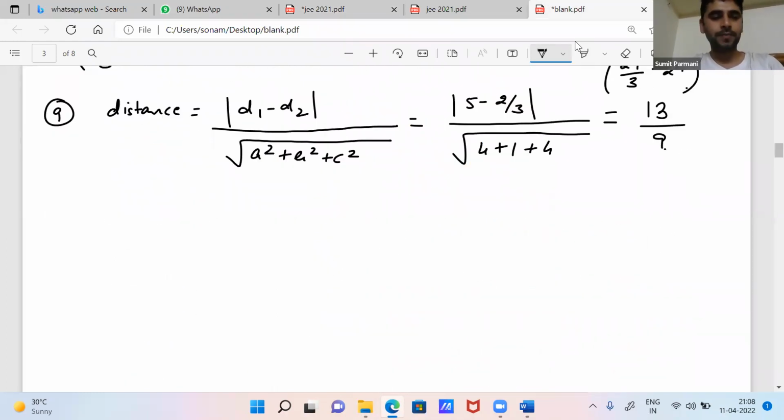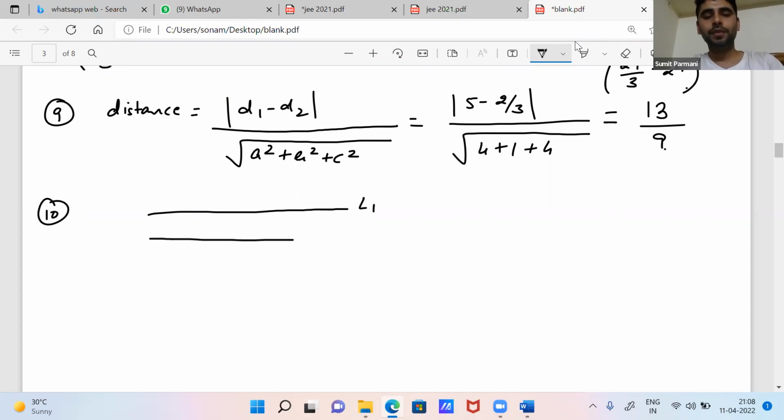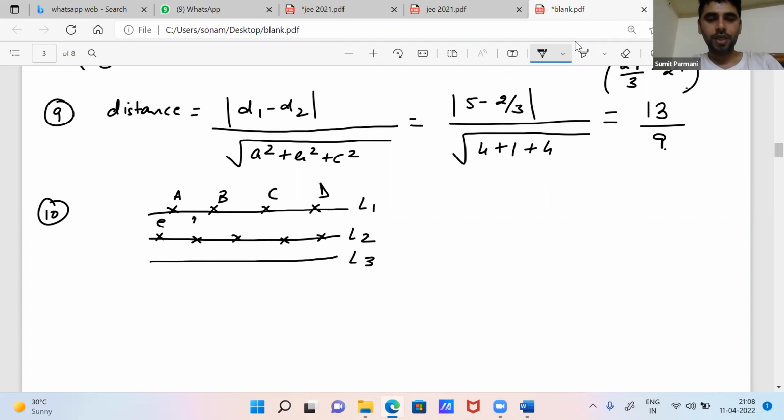10th one, they are saying that we have 3 parallel lines: line L1, line L2, line L3. Line L1 has 4 points: A, B, C, D. Line L2 has 5 points: E, F, G, H, I. And line L3 has 6 points: J, K, L, M, N, O.